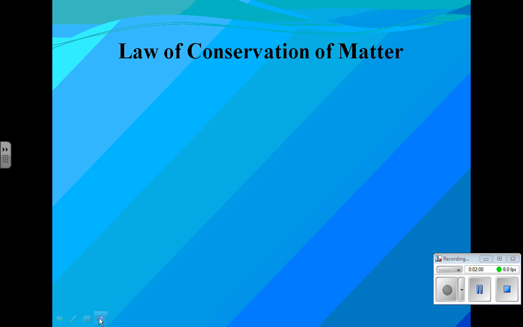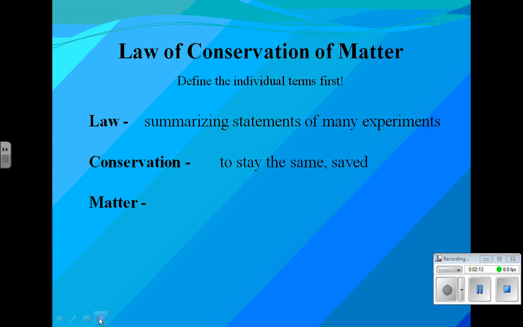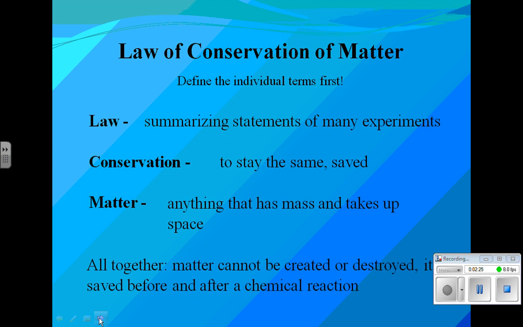Now, the law of conservation of matter, which also needs to be written in your notes, let's break it down. Let's define the individual pieces of this first. A law is a summarizing statement of many experiments. Conservation is to stay the same or saved. And matter is anything that has mass and takes up space. So the law of conservation of matter is: matter cannot be created or destroyed. It is saved before and after a chemical reaction. So it can be rearranged or changed, but it can't be created or destroyed.